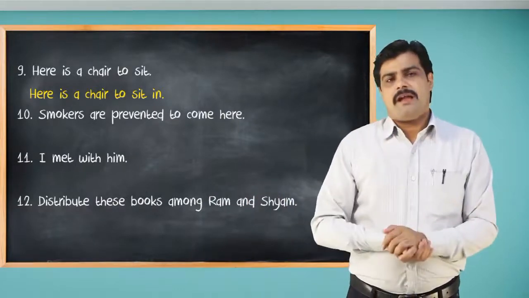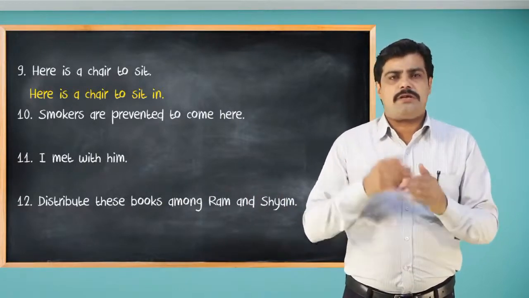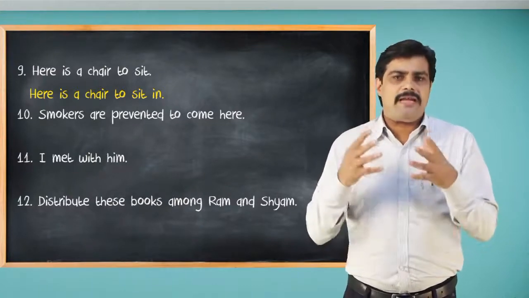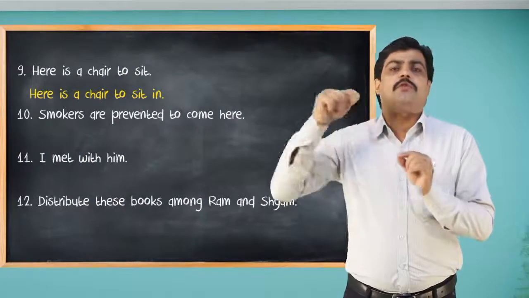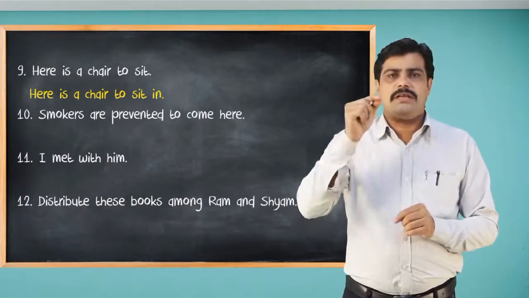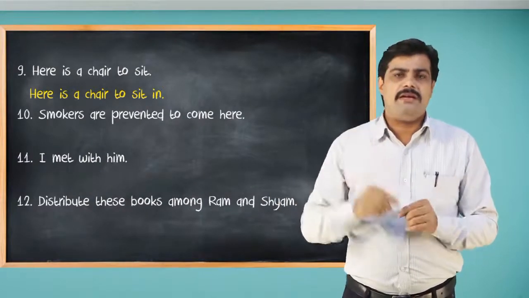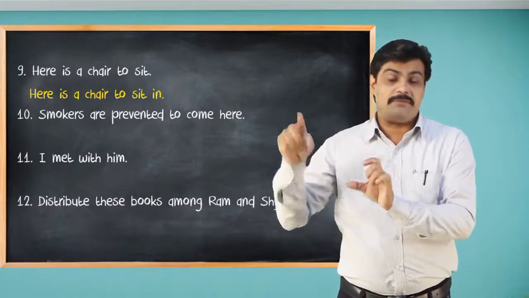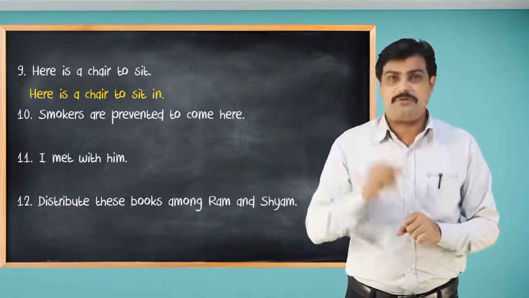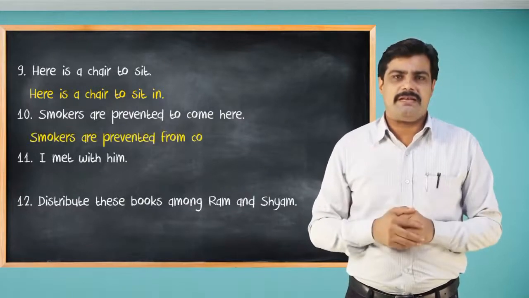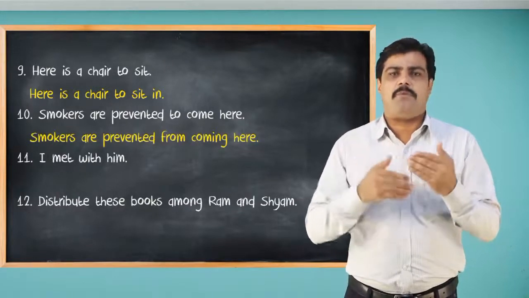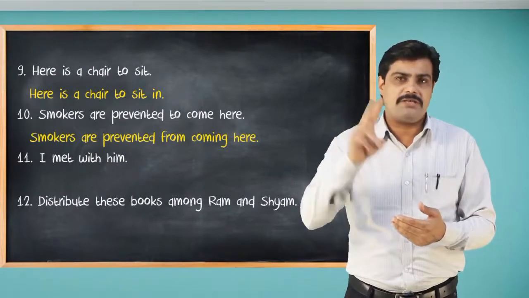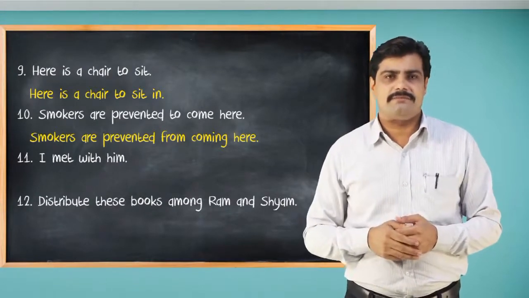Okay. Let's take the another one. Smokers are prevented to come here. Now erase to and use from because the verb prevent takes from and a gerund form after it, meaning the ing form after it. That is also a point. So say this sentence, smokers are prevented from coming here. So 2 modifications are required in this sentence.